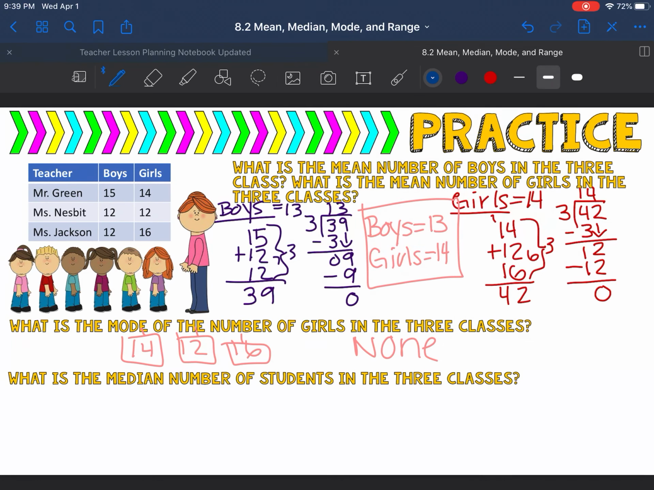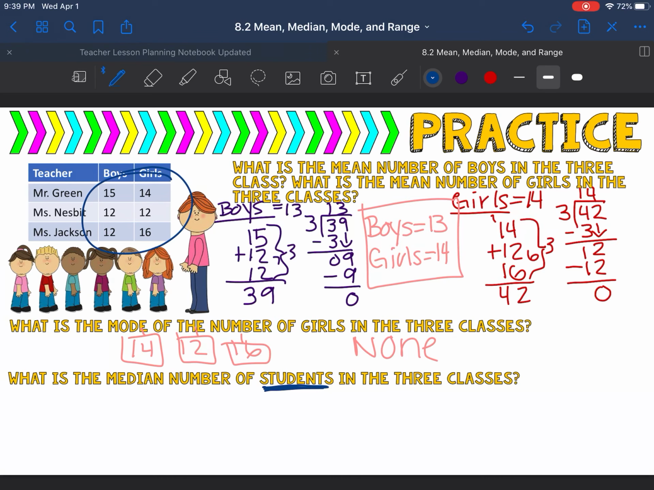Okay, so now let's go to our third question. What is the median number of students in the 3 classes? Now, we'll notice it says of students. It doesn't say boys and it doesn't say girls. So that means I'm going to look at all 6 numbers. So I need to put them in order from least to greatest.